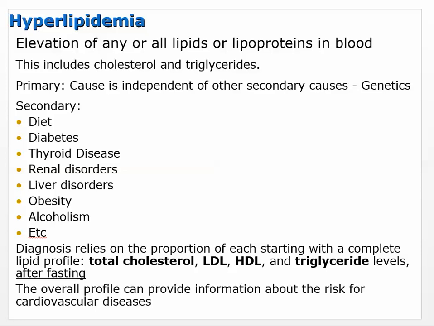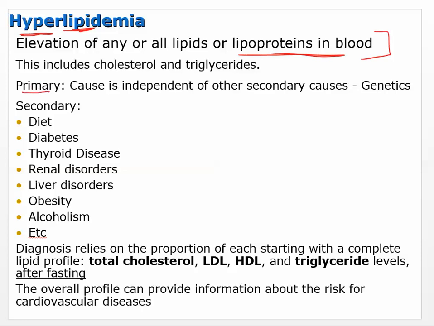Okay, so hyperlipidemia. Like I said before, hyper means elevated, lipidemia means lipid. When we talk about hyperlipidemia, we're talking about all the lipids: elevation of any or all lipids or lipoproteins in the blood. So that includes cholesterol and triglycerides. It includes HDLs and LDLs. So that's hyperlipidemia.